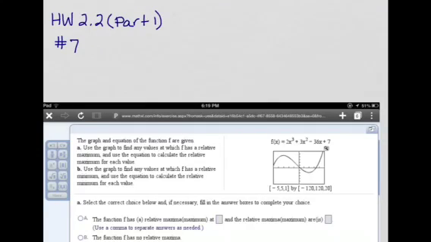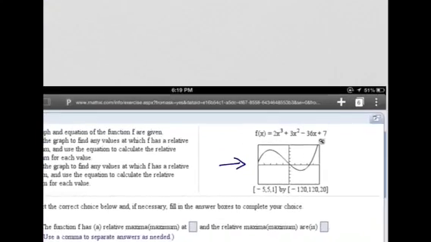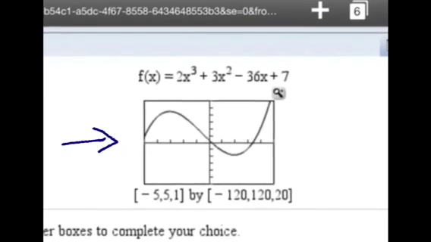In this problem, we're asked to find the relative maximum of a function. Our function is f of x equals 2x cubed plus 3x squared minus 36x plus 7. So in order to find the maximum on the graph, we'll look at the graph here that was given. I'm going to zoom in on that graph.